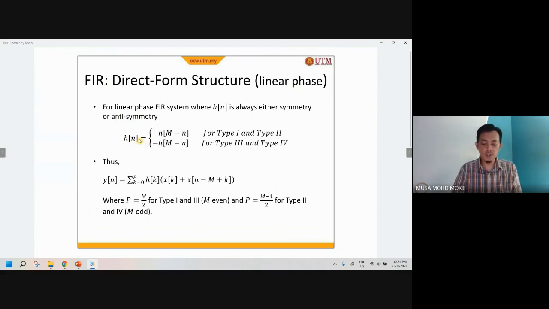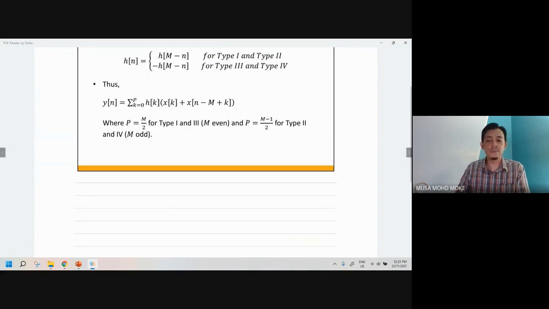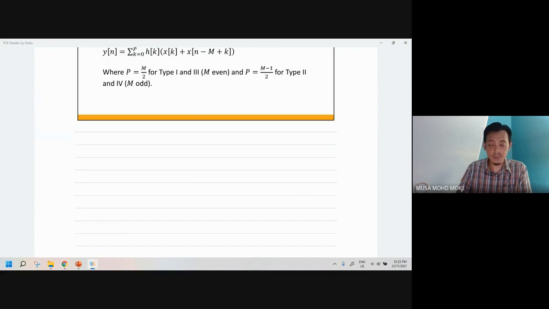h[n] equals h[M minus n], or it is minus h[M minus n]. For the one above, we have two types, type 1 and type 2, and the other one we have type 3 and type 4. So what is this? Actually it is a symmetric impulse response. When you have a symmetric impulse response, we call it a linear phase, right?